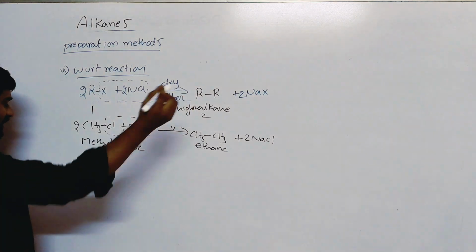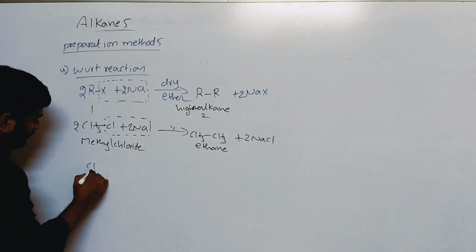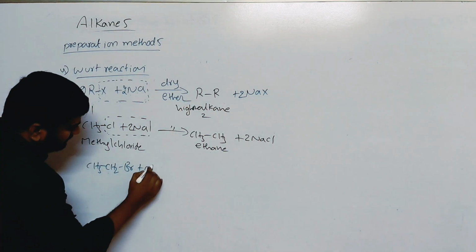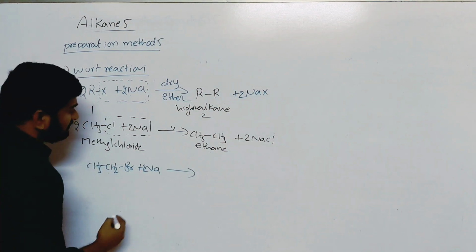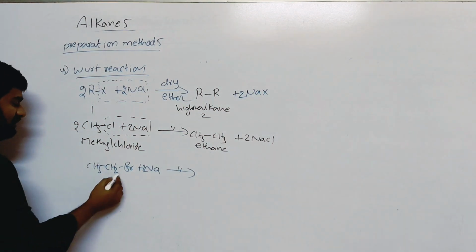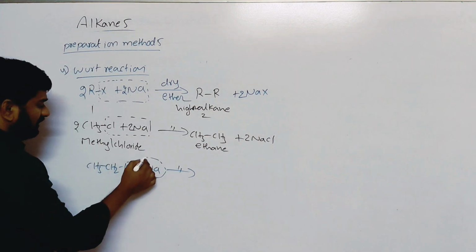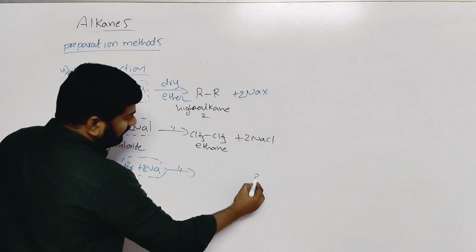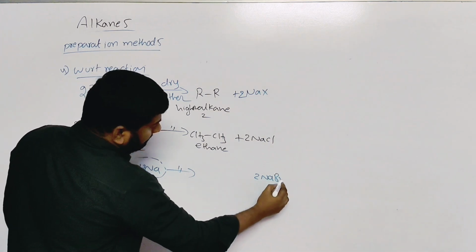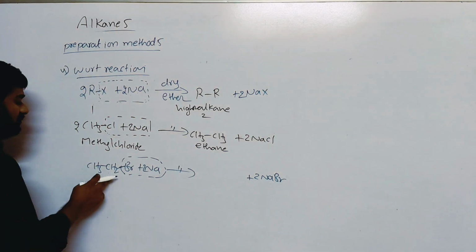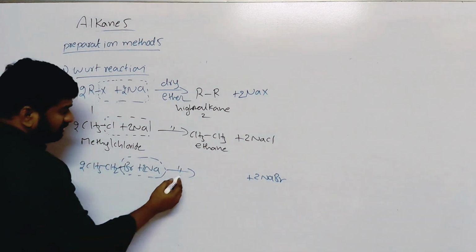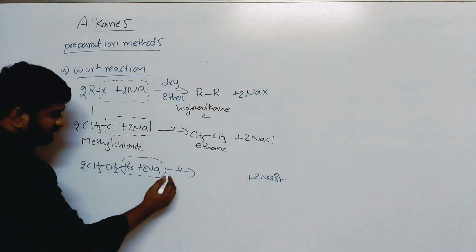So if you take an alkyl halide with 1 carbon, you will get an alkane with double the number of carbons. Similarly, if you take ethyl bromide, CH3CH2Br, heating with sodium metal in the presence of ether, what is happening here? This part will be removed as 2 moles of NaBr. Then 2 alkyl groups are there, which alkyl group? Ethyl. 2 ethyl groups are there.